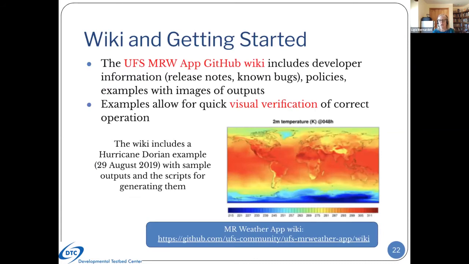I also wanted to point you to a resource, which is the Medium Range Weather application wiki that is listed there. And in this wiki, we have information for developers, such as release notes, known bugs, we have policies of use, and we also have examples of which output you can expect when you run the model. And these outputs are based on the case of Hurricane Dorian of 29th August, 2019. And we also have available scripts for generating figures from the model output.